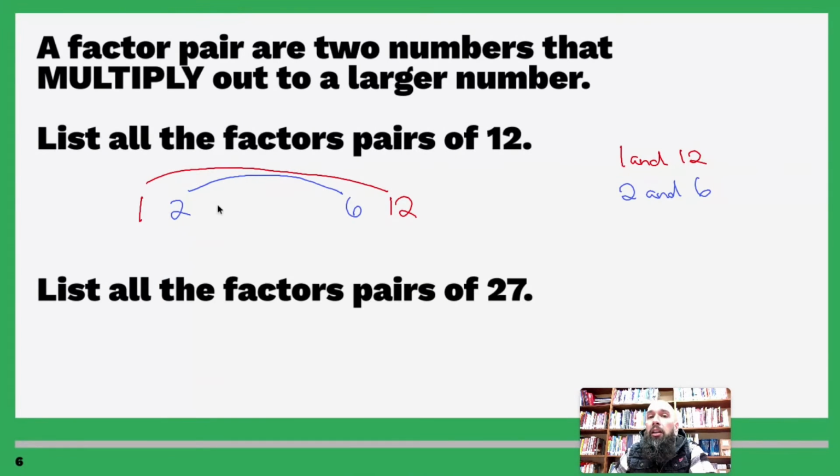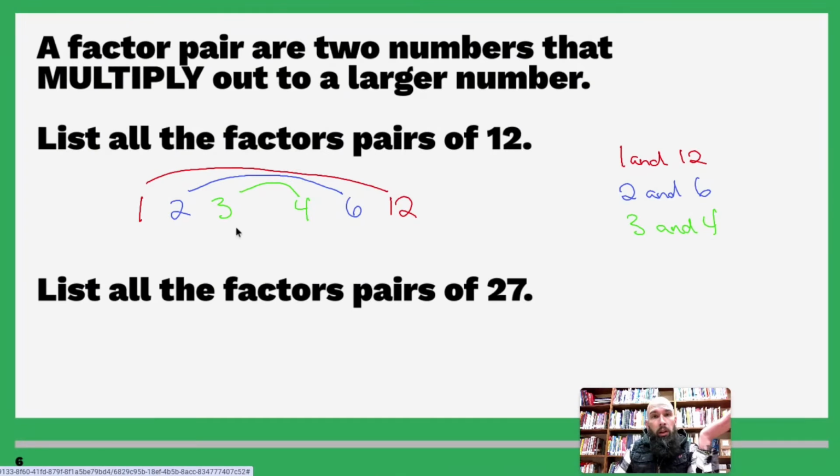Can I divide by 3? Yes, I can. What do I get? 4. So that's a factor pair. Now the nice thing about doing it this way is once you run into numbers that are right next to each other, stop. You're done. 3 and 4 are right next to each other, so there's no point going any further.